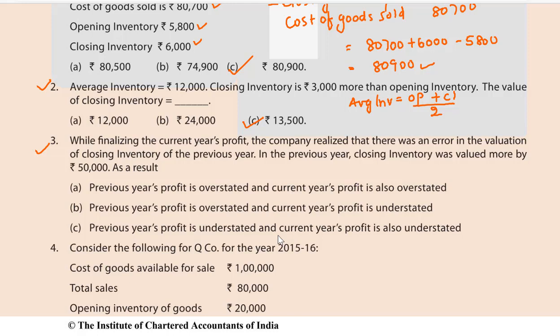Question number 3. While finalizing the current year's profit, the company realized that there was an error in the valuation of closing inventory of the previous year. In the previous year, closing inventory was valued more, overstated by 50,000. As a result of it, A: previous year's profit is overstated and current year profit is overstated.